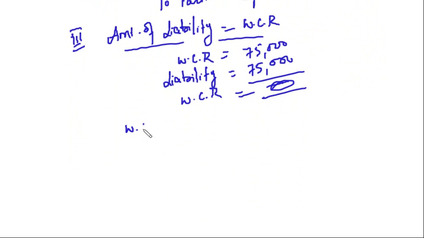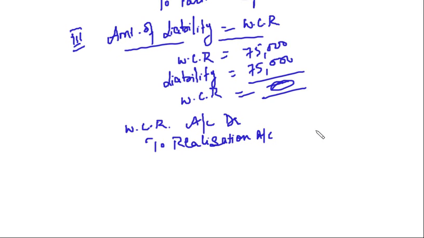So that means I can say workmen compensation reserve account debit to realization account. What is transferred to realization account? The amount of liability, that is 75,000. What is the amount of reserve? 75,000. So nothing will be transferred to partners' capital accounts because whatever reserve we have created, the whole has been transferred to realization account. Clear?